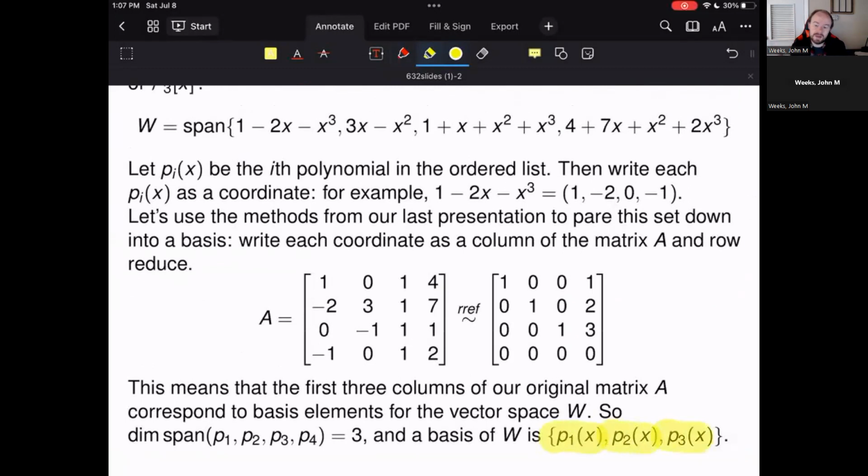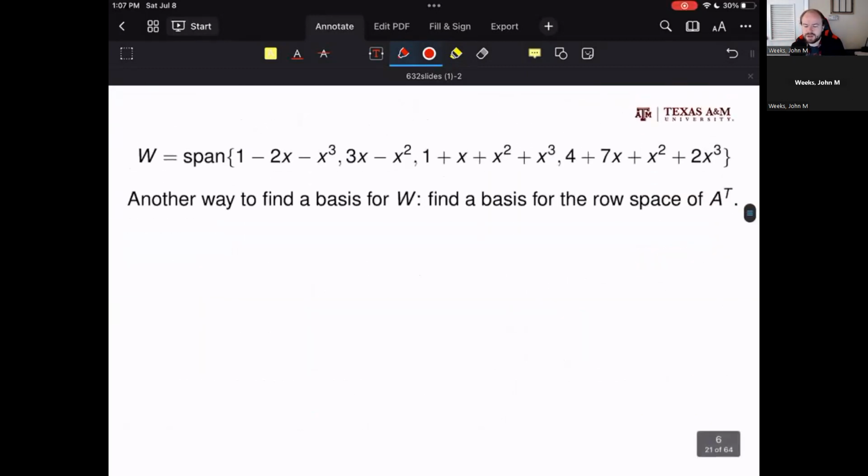The first 3 columns were pivot columns, so the first 3 polynomials given up here form a basis for this subspace. In particular, we saw that this does not span the entire space. There is a linear combination. One of these elements, P4 namely, can be written as a linear combination of the other 3. So that's one way to go through and find the basis, but we have another way to do it as well.